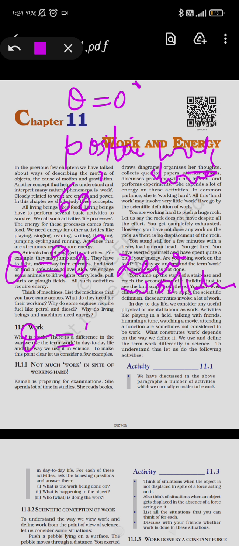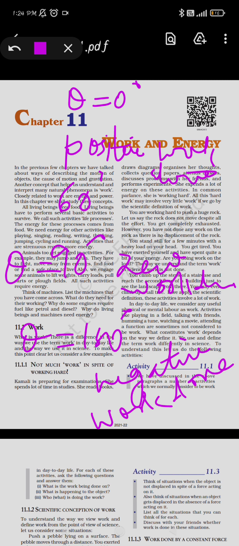But if you take theta equals 180, at that time your work will be different: the work which you want to do will not be done, and extra work can also be given by you. So that condition will be considered as negative work done. So these are the values of theta by which the work done can be varied.